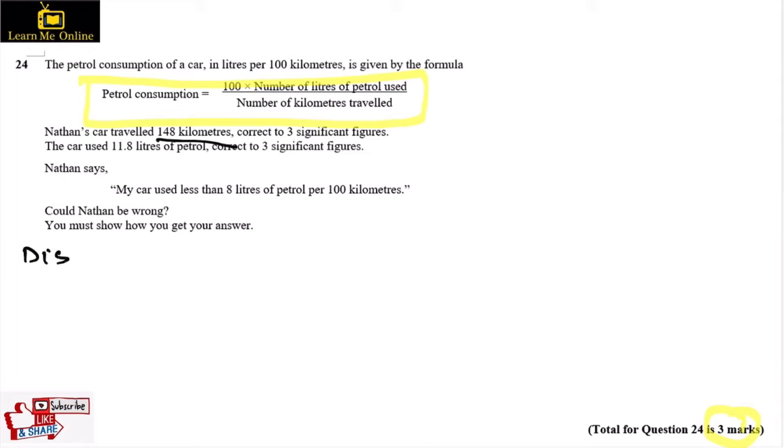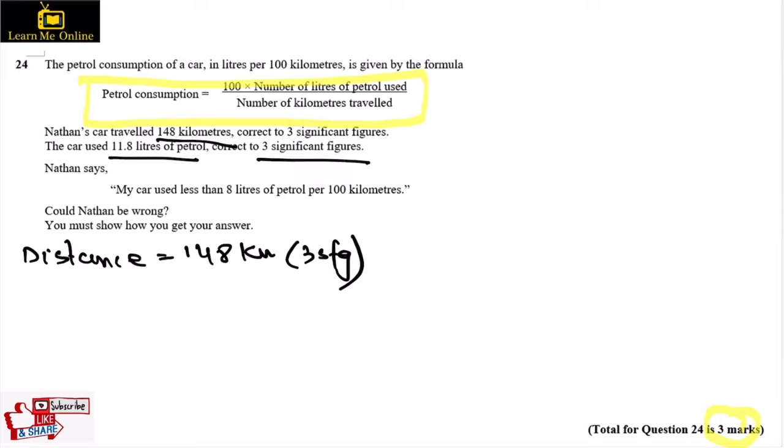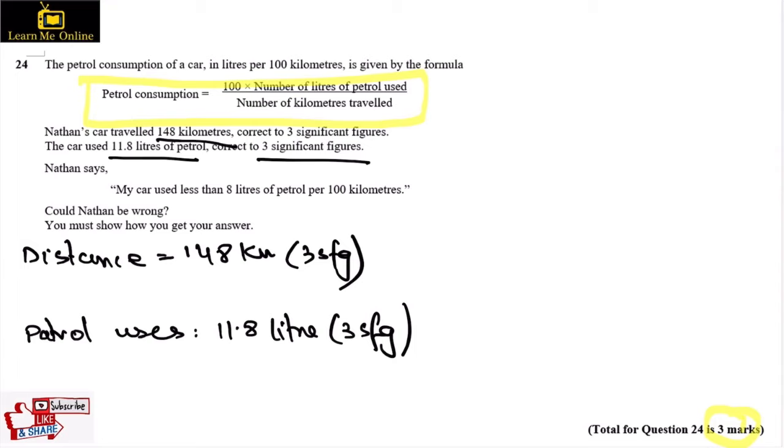I'm going to write it down. The distance is 140 kilometers, correct to 3 significant figures. Now, the car uses 11.8 liters of petrol, also correct to 3 significant figures. Nathan says my car used less than 8 liters of petrol for 100 kilometers. So his claim is that if he travels 100 kilometers, the car uses less than 8 liters of petrol. Now we see whether Nathan could be wrong or not.